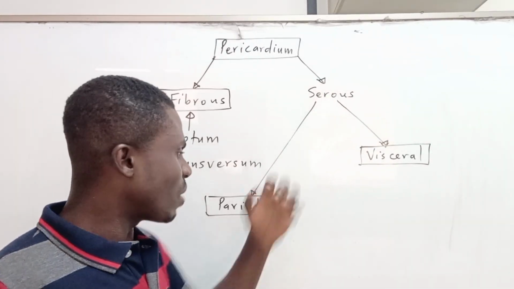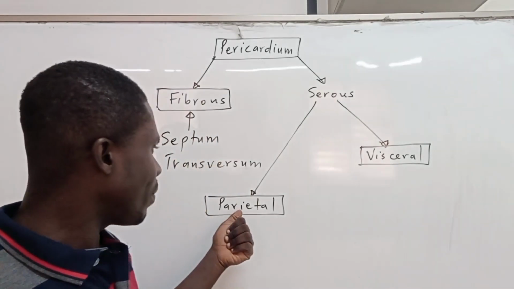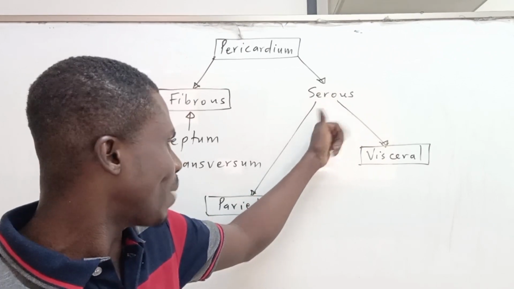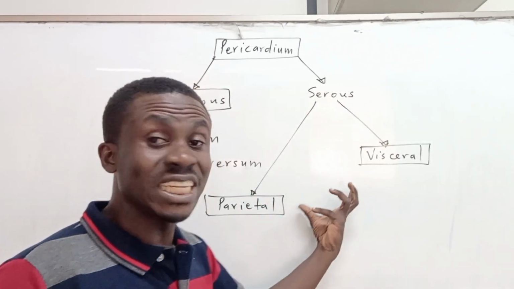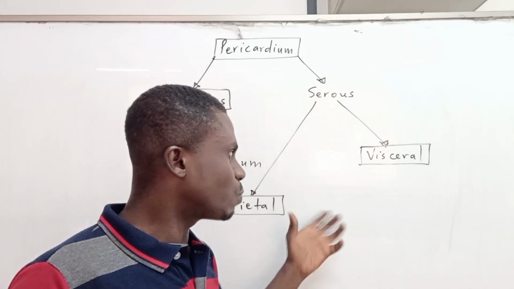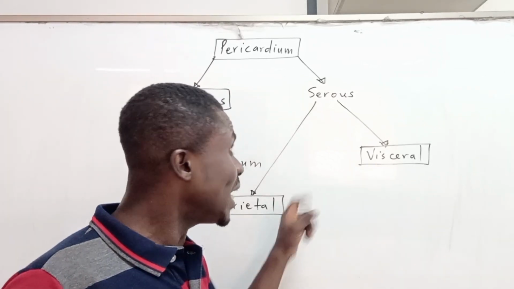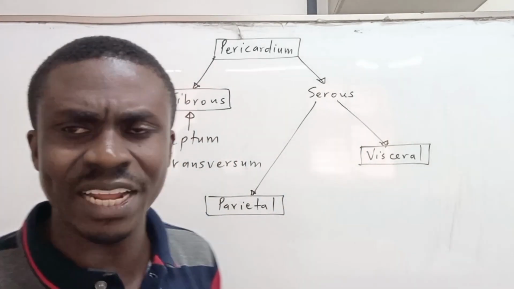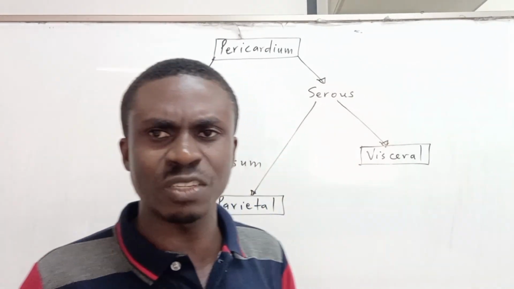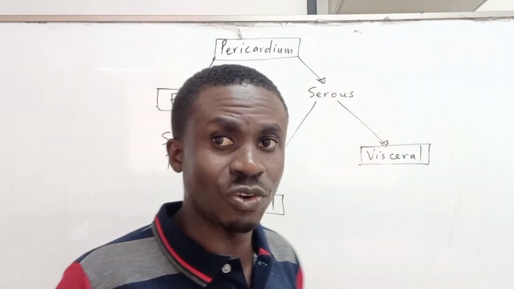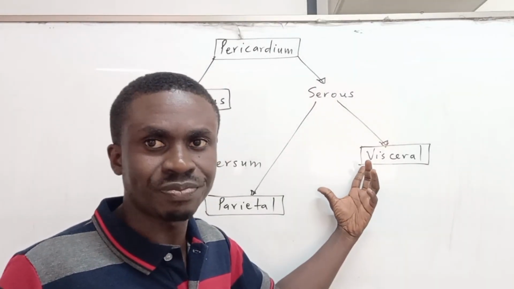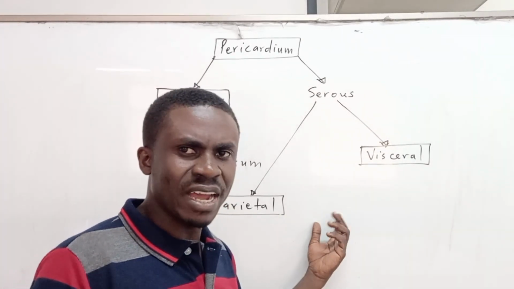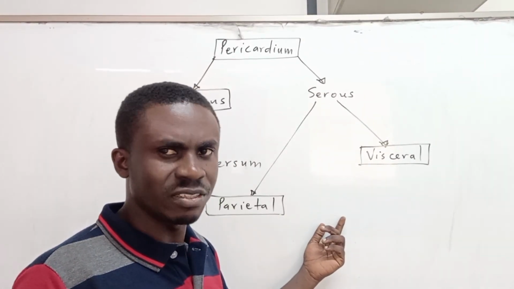And my friends, one thing you got to know: the serous pericardium is bilayered, parietal and visceral, and there's a potential space between them. That potential space between the visceral and the parietal layers of the serous pericardium is, of course, the pericardial cavity, which has a small amount of pericardial fluid running in there, minimizing friction and all that. So that is one thing I want you to know.